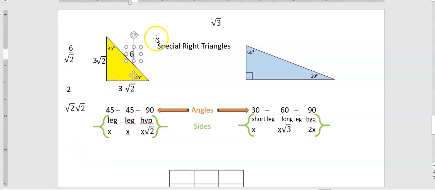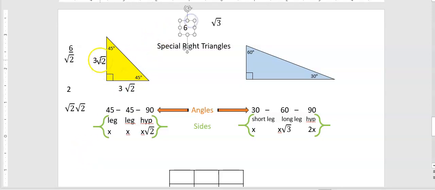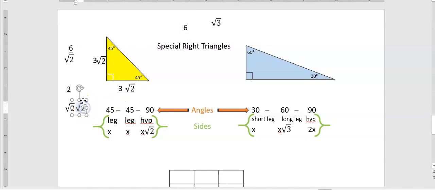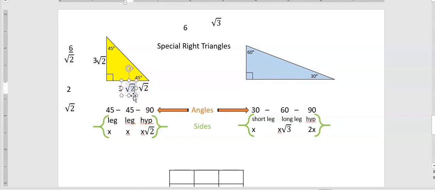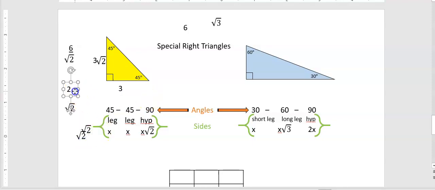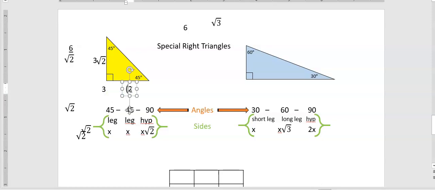Now, what if they had given us this? They said this side's 3 square root of 2. So you know this has to be 3 square root of 2. And you know that whatever the legs are, the hypotenuse is square root of 2 times bigger. So I would take this answer and multiply it by a square root of 2. Well, we already said square root of 2 times square root of 2 is just a 2. So I could take that off when I'm working this problem and multiply by the 2.